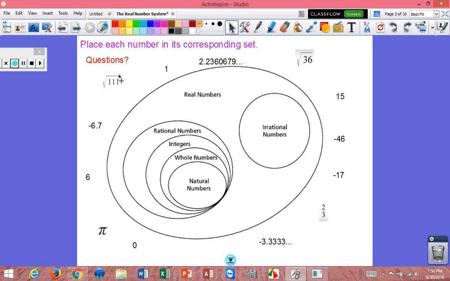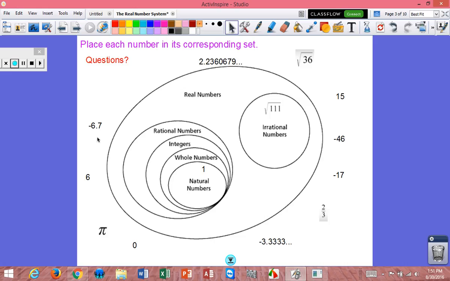Alright, so here we have the square root of 111. Now, if you have your perfect squares chart, then you can see that 111 is not a perfect square. So if we found the square root of that, that would be a continuous decimal that does not repeat or have any kind of pattern, so it would be irrational. The number 1, well, that's a counting number. And I want to put these in the most specific group. So I want to put them in the smallest group that I can place them in. So 1 would begin in the natural numbers.